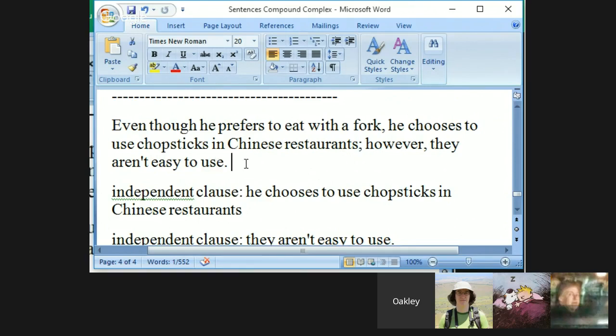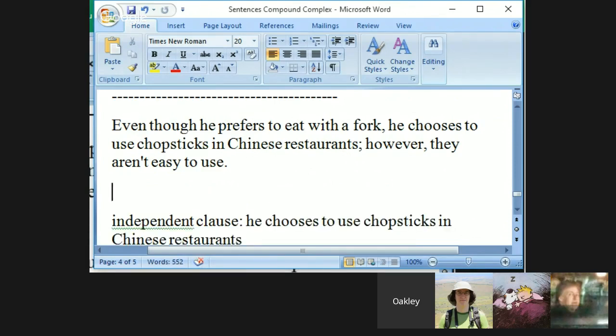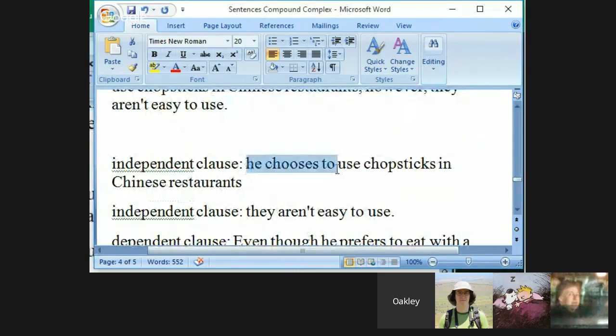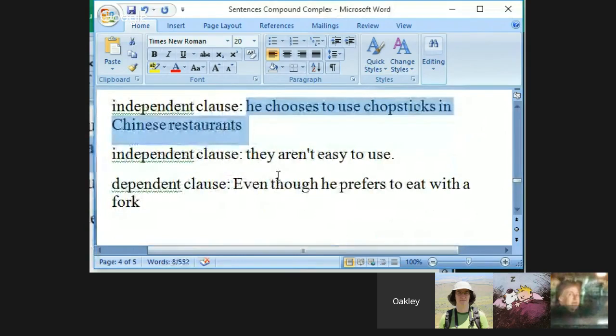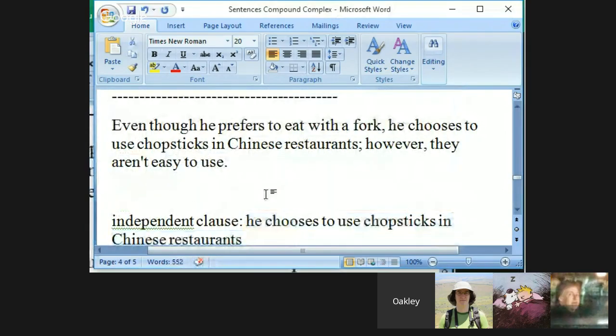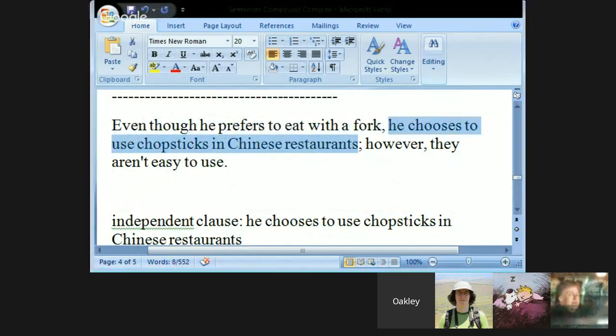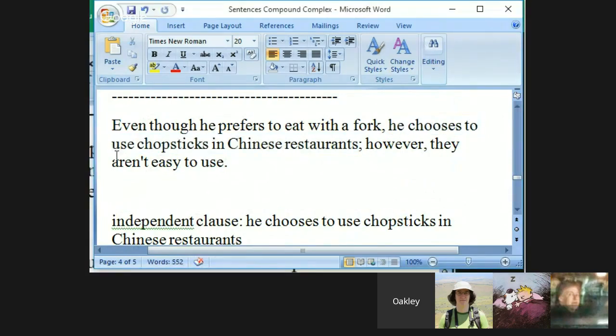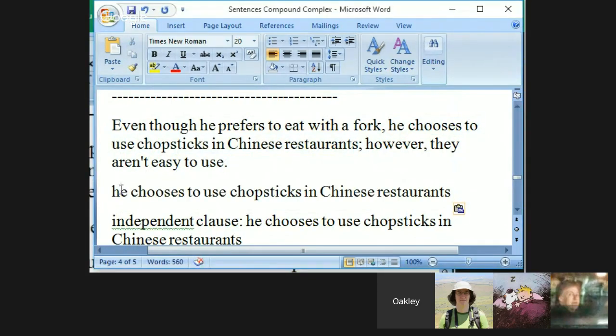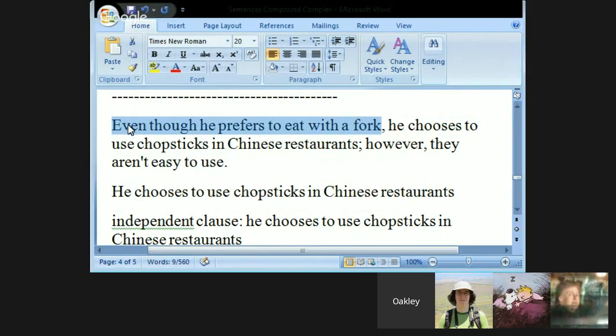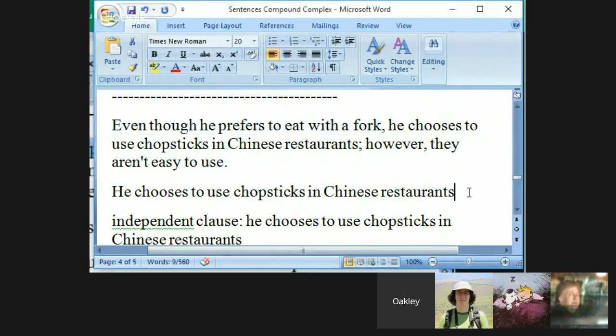Let me give Julietta a crack at reworking this sentence. Can you attempt to reorder the three clauses here? He chooses to use chopsticks in Chinese restaurants. Okay, put that first. Alrighty. Even though he prefers to eat with a fork.